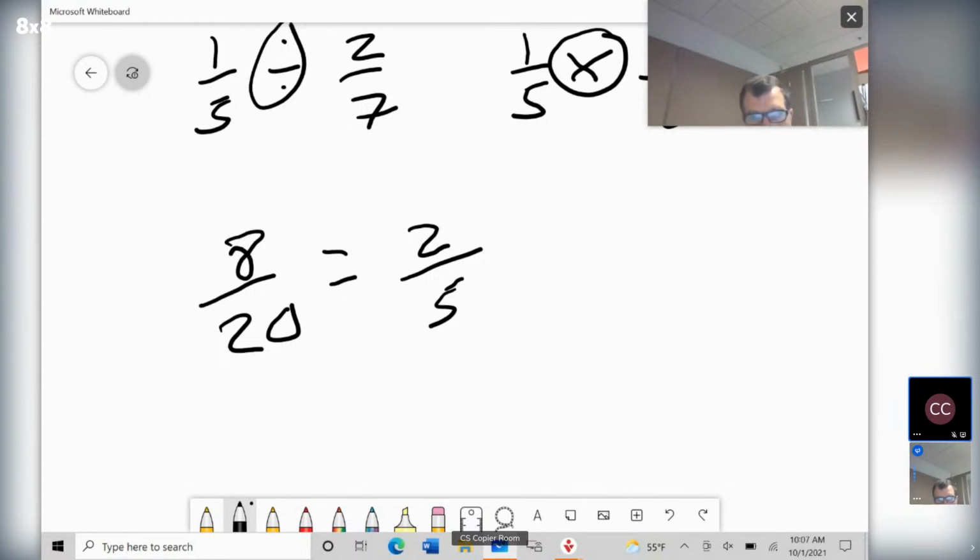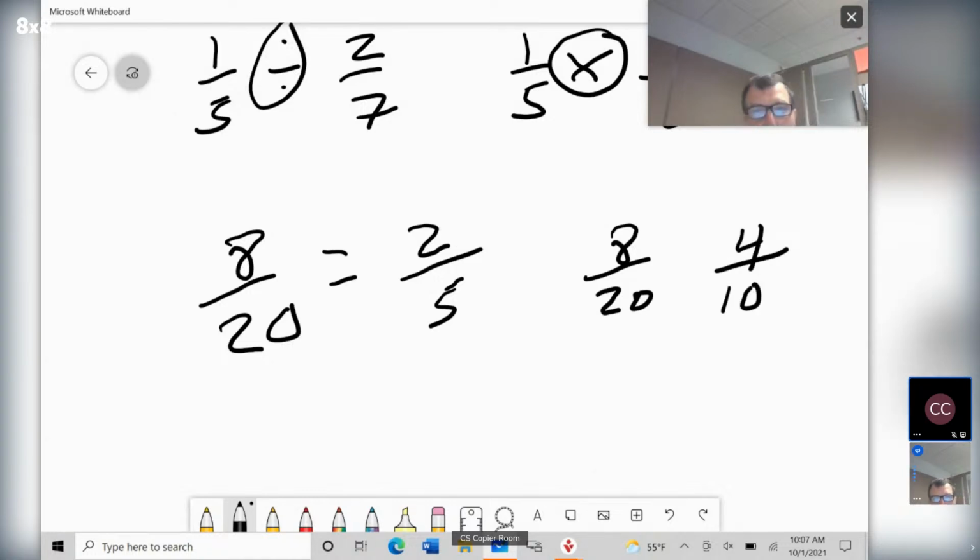But you guys, if you couldn't figure out the 4 and we just did 2, if we have 8/20, you're going to say, I know 2 goes into 8 4 times, then 2 goes into 20 10 times.